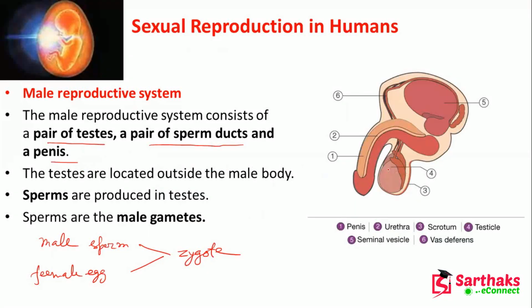Here you can see this is the testis, the testicle. Sperms are produced in the testes, and sperms are the male gametes. This one is the penis, this one is the urethra, this one is the vas deferens, and this one is our seminal vesicle.